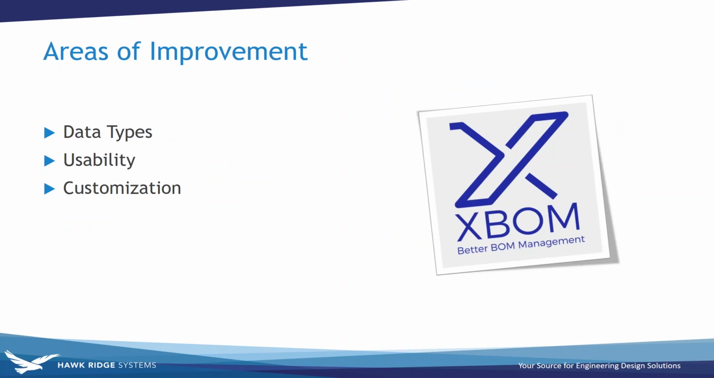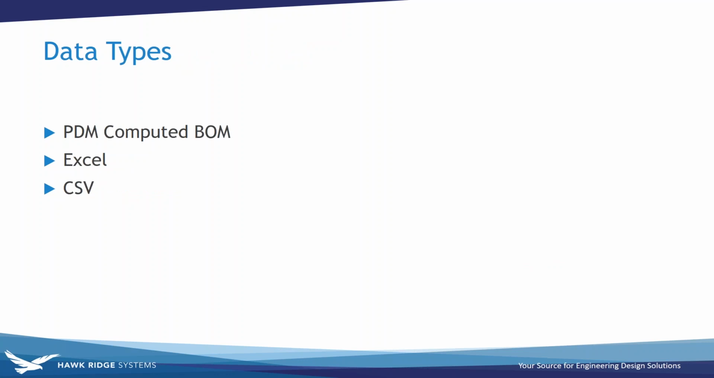So we have three main areas of improvement for this latest release of XBOM. First area is the types of data that we can leverage in your bills of materials, some usability enhancements, and then customization, which is going to be important for some of you. On the data type side, we've always had the ability to leverage the computed BOM in PDM, Excel files, and CSV files. Those have been there from the start.